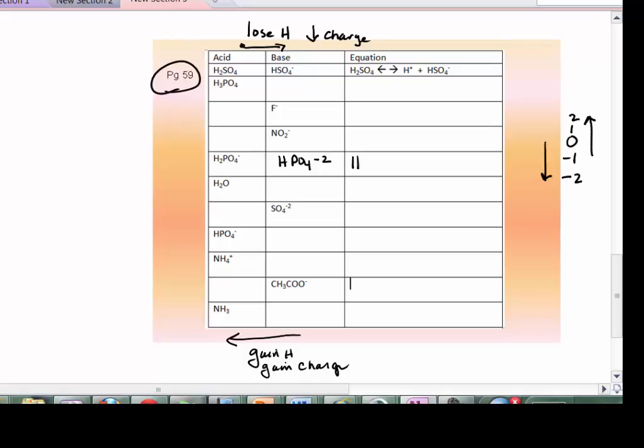We could write an equation for what happens, and this is sort of a half reaction. We pull off the hydrogen ion and we're left with the conjugate base. So this is our conjugate acid and this is our conjugate base. Notice in this reaction the atoms balance, but there's a -1 charge on this side, and +1 minus 2 gives you a -1 charge on the other side.